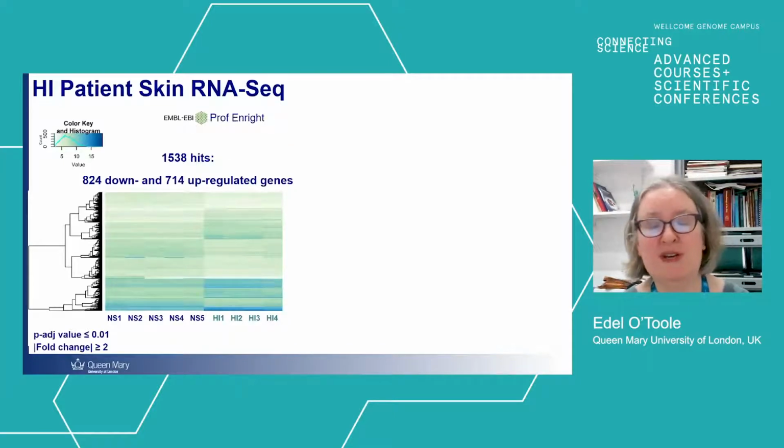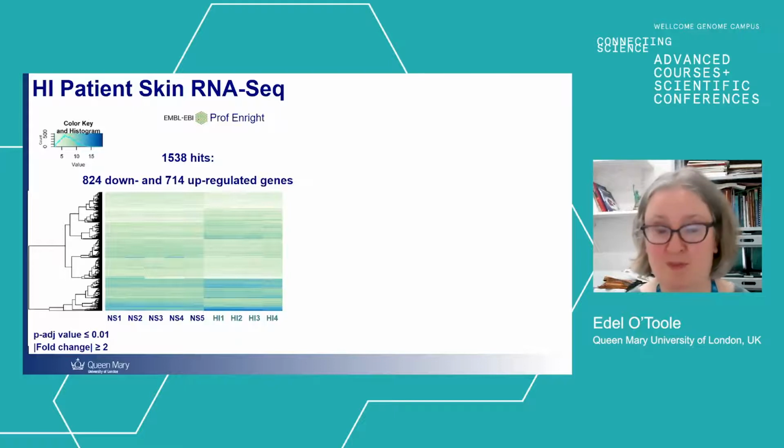So we did RNA sequencing on Harlequin ichthyosis patient skin. We got biopsies from 4 adults, and we compared them to 5 normal age-matched controls. We initially had over 1,500 hits, 824 downregulated and 714 upregulated genes with quite stringent stats. So we had a p-value of less than 0.01 and a fold change of greater than 2.